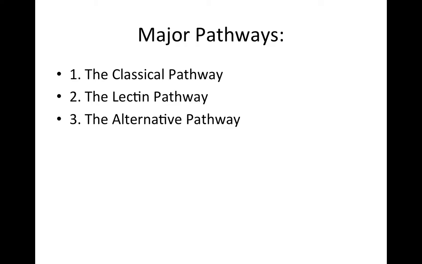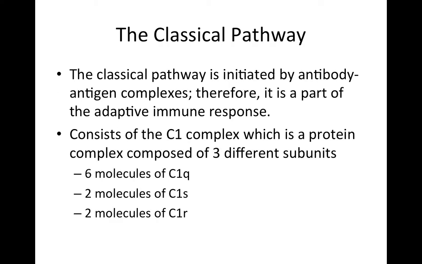There are three major pathways. The first one we're going to talk about is the classical pathway, and it's initiated by antibody-antigen complexes. This pathway is part of the adaptive immune response, which means that a person would have to have had prior exposure to that pathogen, since they have produced antibodies against it already.